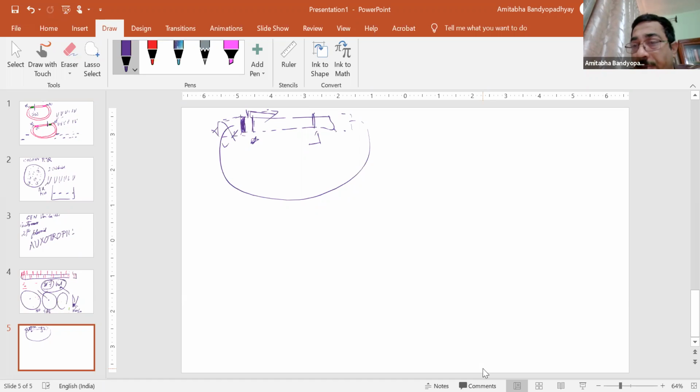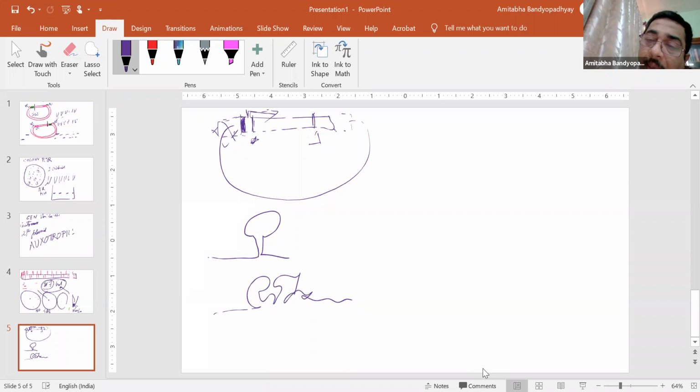RNA is single-stranded, right? And a single-stranded nucleic acid molecule will have a very high propensity to form intramolecular hydrogen bonding. Therefore, RNA is known to have secondary structures, and these secondary structures can sometimes be quite stable.